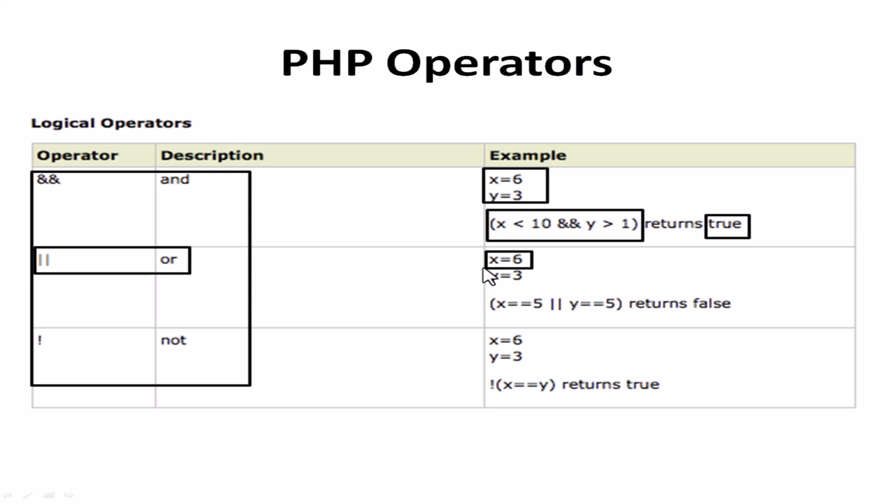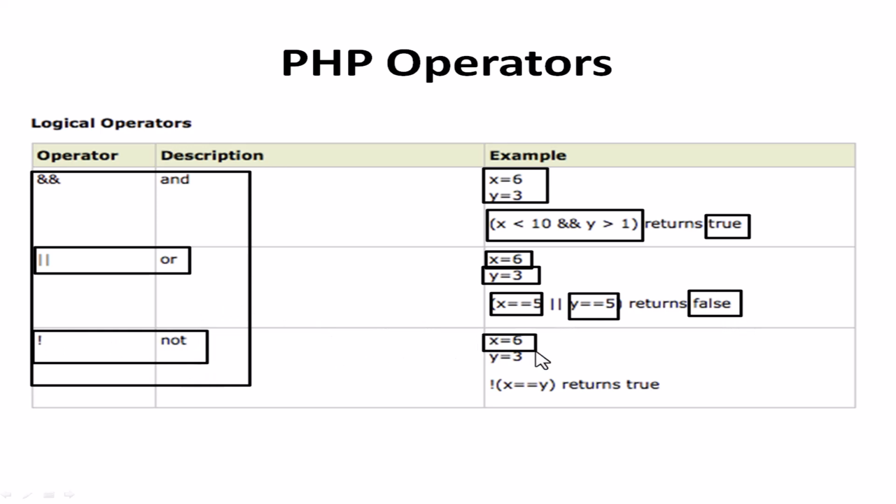Next one is OR. Here we are going to use x equal to 6, y equal to 3. Either one should be correct. x equal to 5, so now 6 is equal to 5, false. Next, y equal to 5. y is 3, 3 is equal to 5, it is false. So the final result is false. Next, not equals.